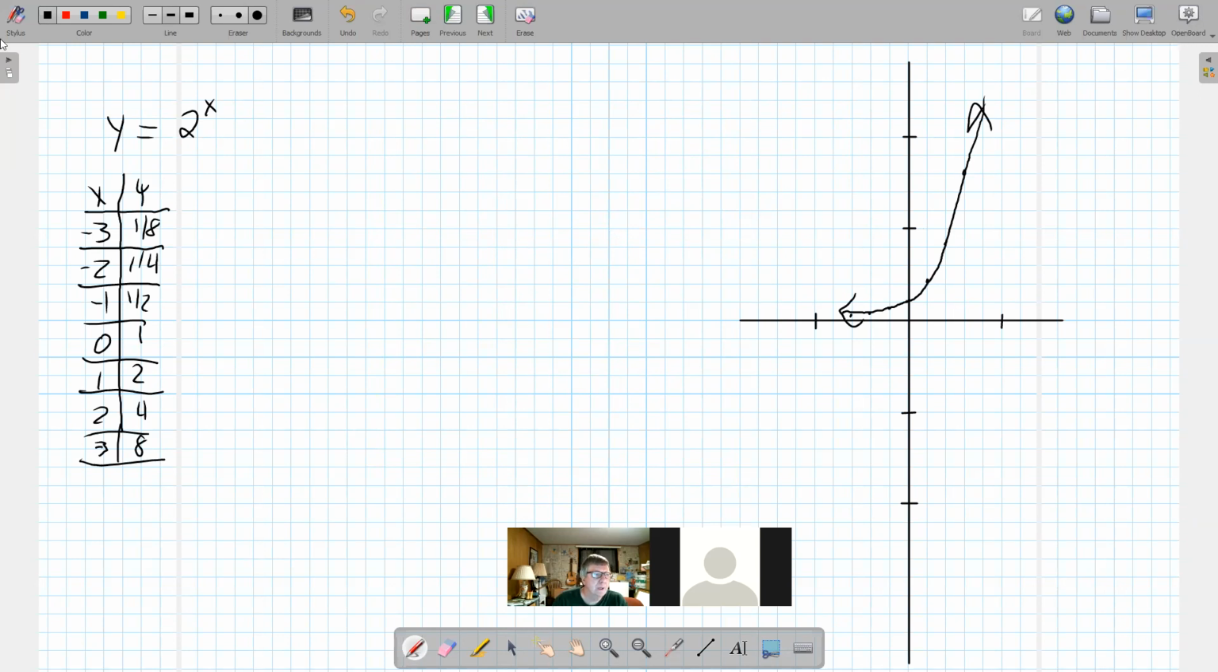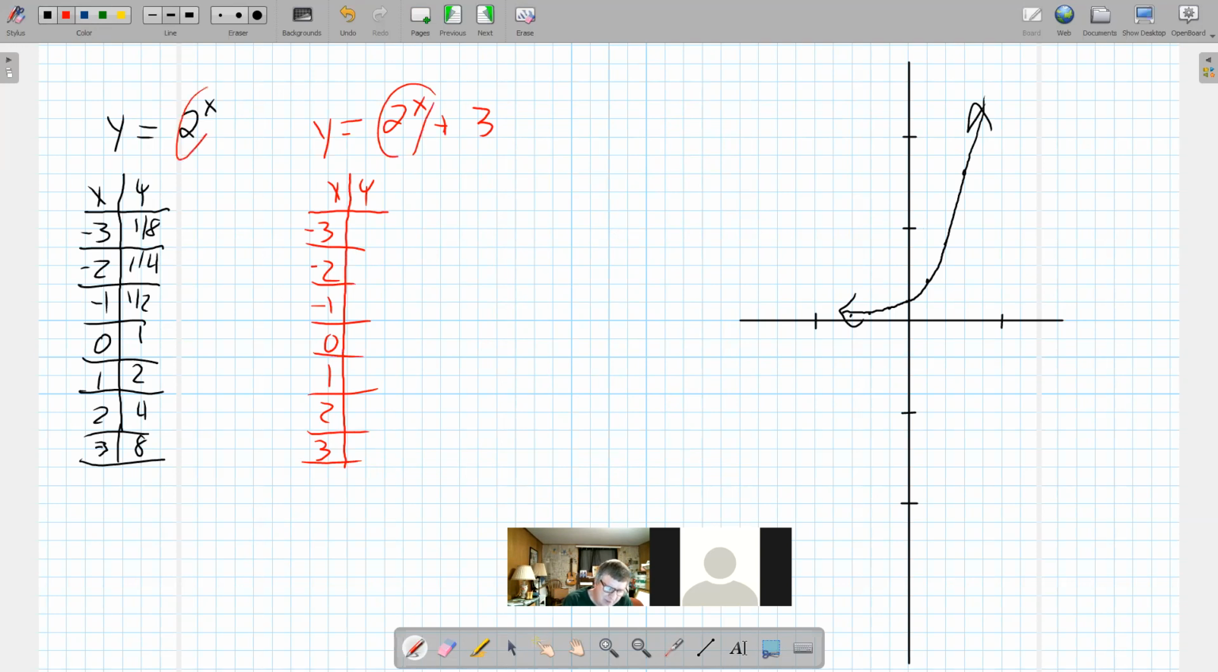All right, now let's look at y equals 2 to the x, and then let's add a constant out at the far end. How about +3? Okay. So wouldn't this be the same thing as that? So we get these values, but then adding 3 to the y value, this is going to be what? 3 1/8, 3 1/4, 3 1/2, 3 + 1 is 4, 3 + 2 is 5, 3 + 4 is 7, 3 + 8 is 11. Okay. What's that going to do to the graph?